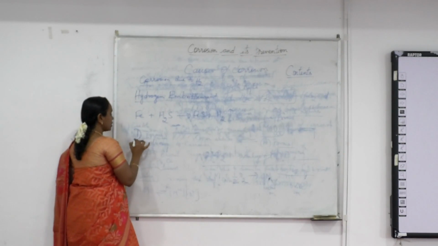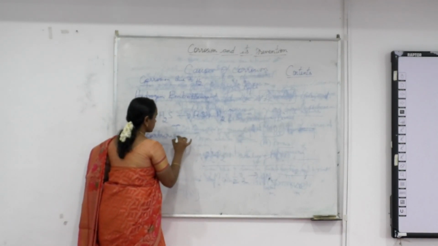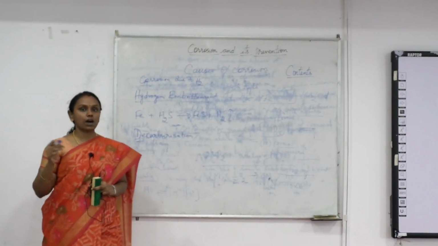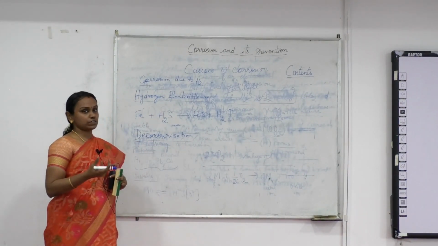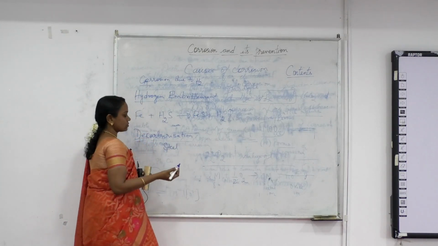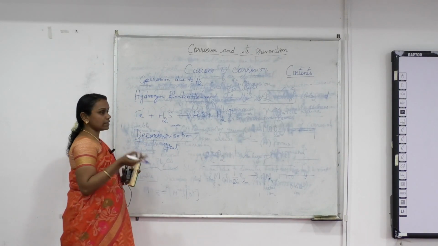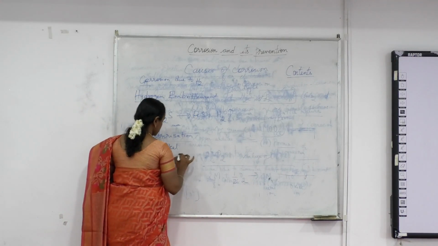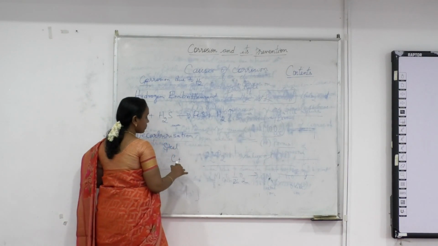There is another process called decarburization. We know that in steel we are adding carbon to increase the strength of steel. So when hydrogen is present in the environment and steel is at a very high temperature, what happens? The carbon present in the steel will react with hydrogen, and it will form methane gas.